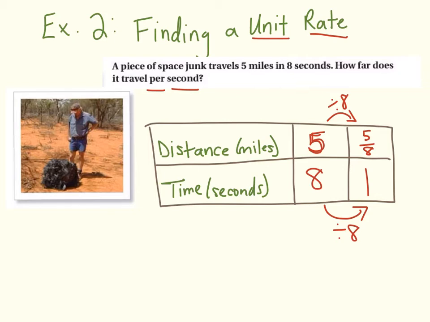So when you go to answer the actual question, you would simply say that the space junk travels 5/8 of a mile per second.